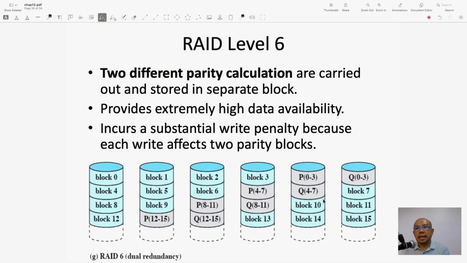The next is level 6. Level 6 uses two different parity calculations, and two parity calculations provide extremely high data availability. That is, it writes parity algorithm 1 and parity algorithm 2 into the parity calculation, making for high data availability.